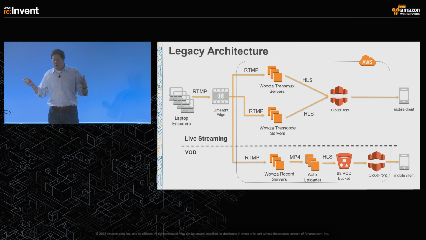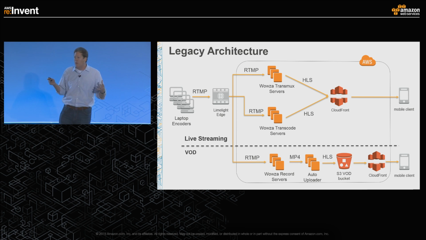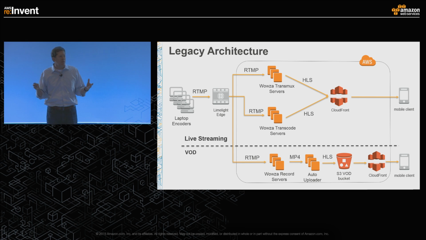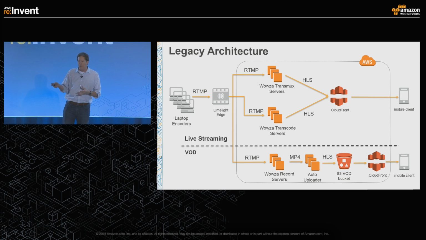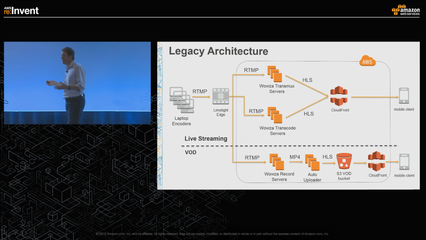All right, so our architecture historically for doing this looks probably like what you would expect a video processing architecture to look like. We take RTMP video, that's flash video encoded in the field. We bring that back through our CDN, and then we have various pools of servers performing work on that video.